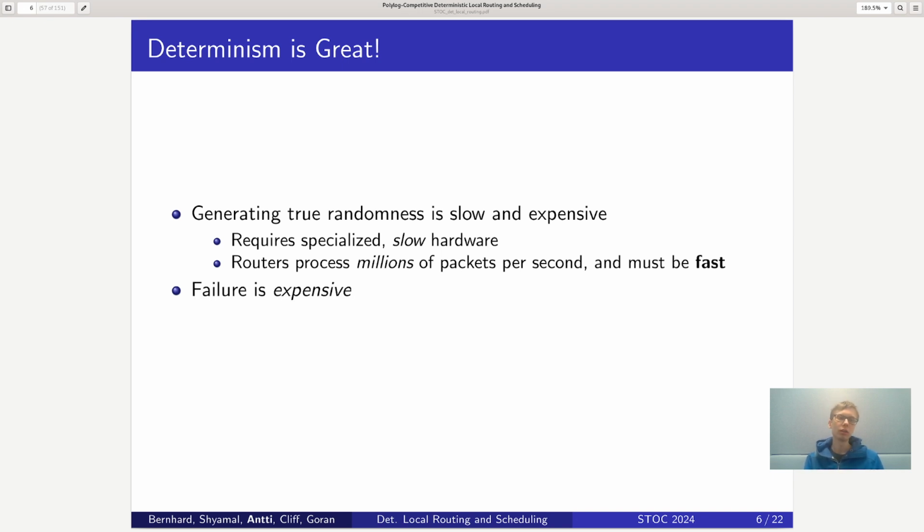Also, you really don't want to fail, even if it's unlikely. And if you have a deterministic algorithm, you have absolute guarantees that it's never going to fail.